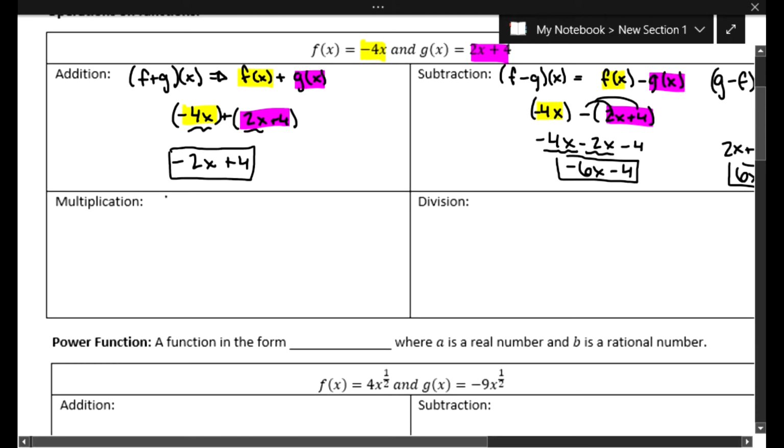All right, multiplication is going to be super similar. The notation is f times g of x, which means we're taking the f of x function and multiplying it by the g of x function. So we're taking negative 4x and we're going to multiply it by 2x plus 4, which means I just have to distribute that negative 4x in. So negative 4x times 2x is negative 8x squared, and negative 4x times 4 is negative 16x.